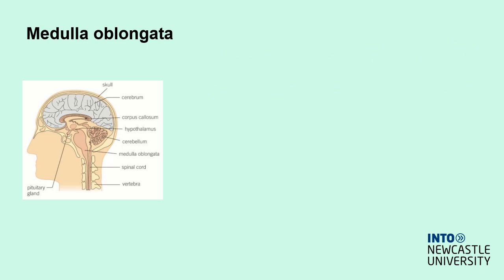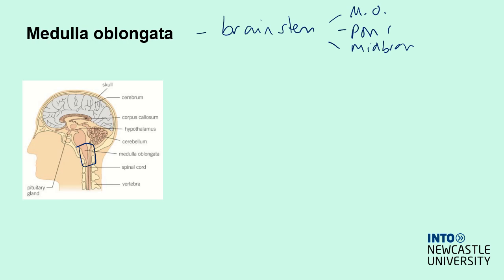The medulla oblongata is part of the brainstem. So in the brainstem, you have the medulla oblongata, the pons, and the midbrain. It's kind of this region here. Medulla oblongata is part of that, and we've met this before.